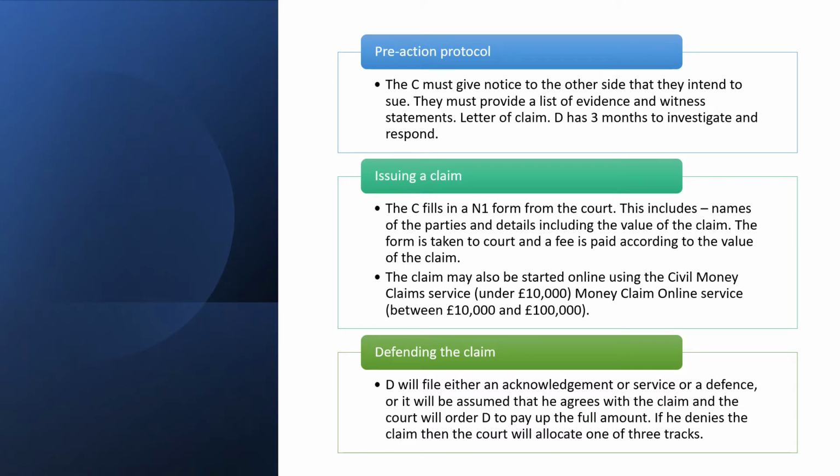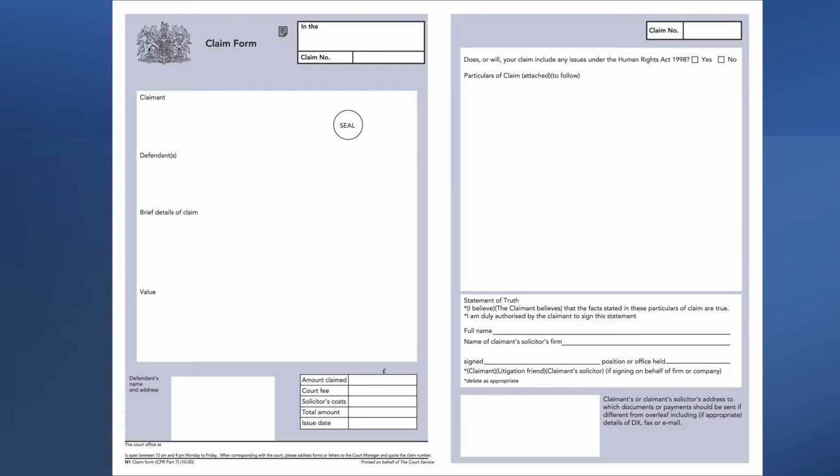Now, if the other party is defending a claim, they'll file either an acknowledgement of service or a defence. If they fail to file anything, they will be assumed to agree with the claim, and the court will order the defendant to pay the full amount. But if they do deny the claim, then the court will allocate it to one of 3 tracks.